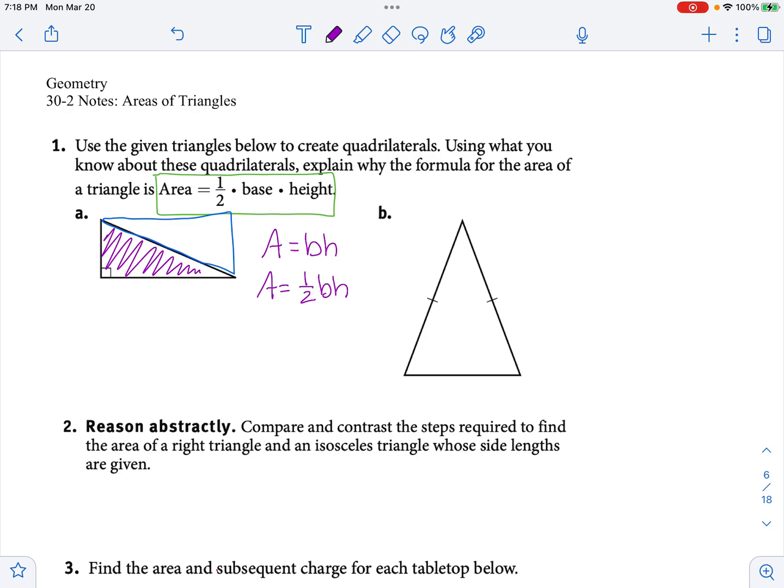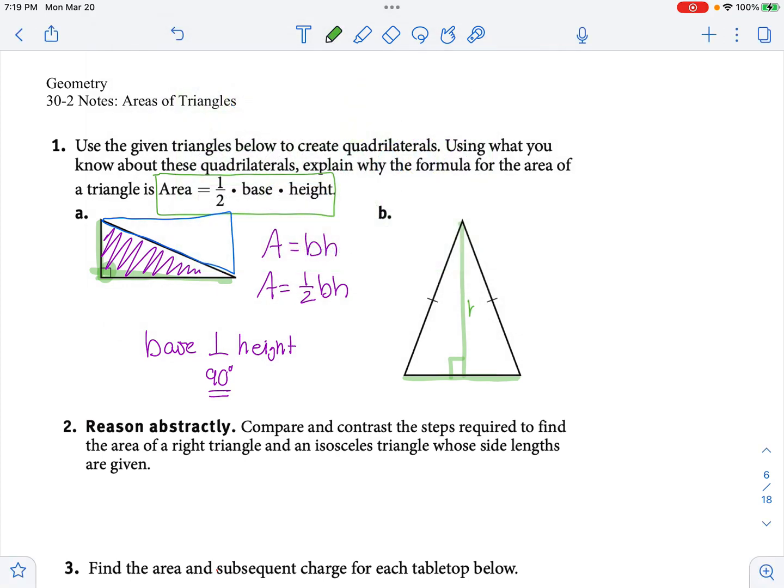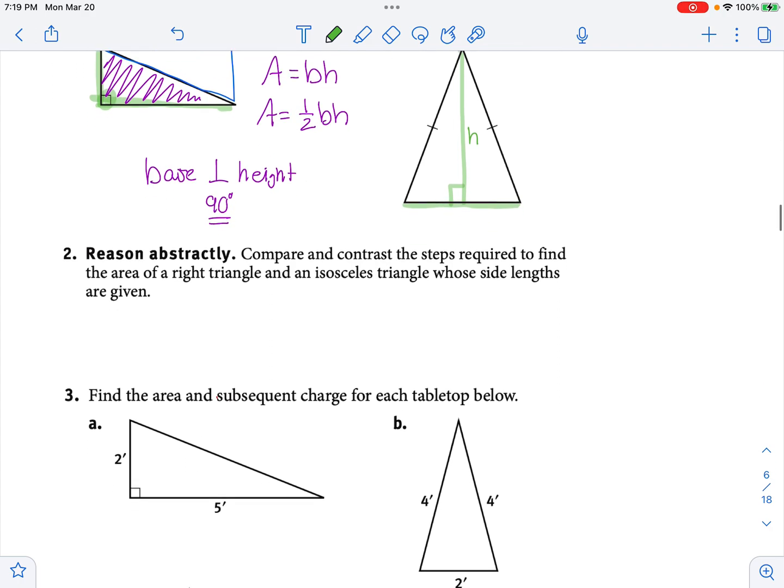Keep in mind that on this formula, like we talked about in the last lesson, the base must be perpendicular to the height. So we have to look for that 90-degree angle. In the triangle that was given, this could be the base and the height because we can see the 90-degree angle. If we had a triangle like example B, and we called the base the side at the bottom, we would have to find the height by using a variety of strategies, usually dealing with triangles again, to find that missing height. So that's the first thing I want to talk about.